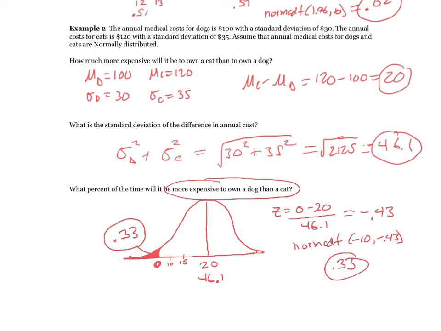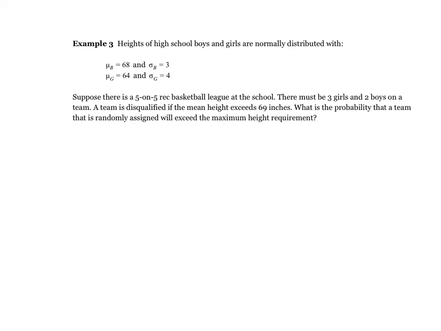And part of that is because of the very large standard deviation, which means there's a really high variance in events that could happen here. There's a $46 swing in either direction from that $20 average difference. Okay, so that's a pretty common type of question that you're going to have to deal with in this little mini unit. All right, we're going to do one more example.